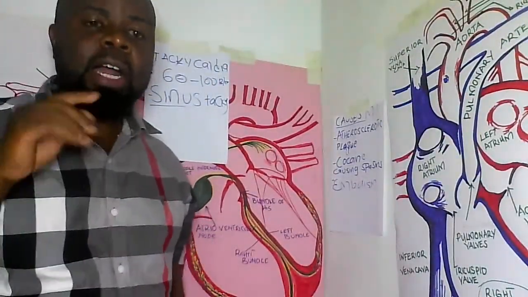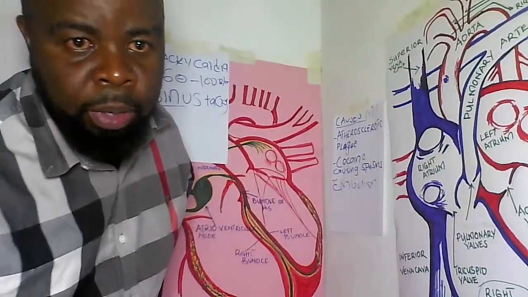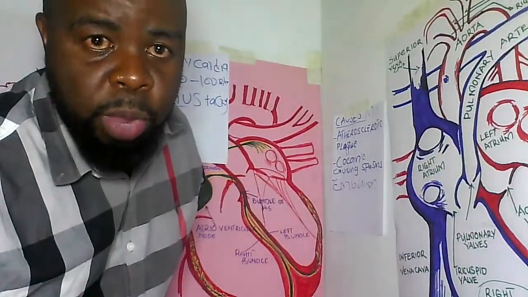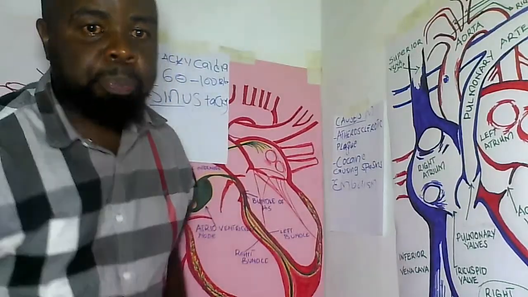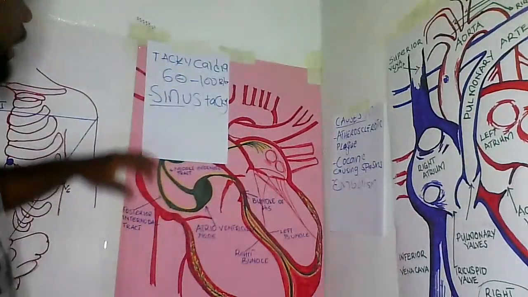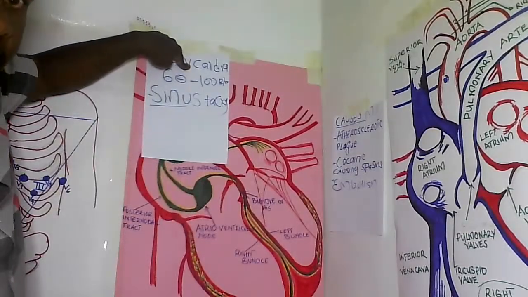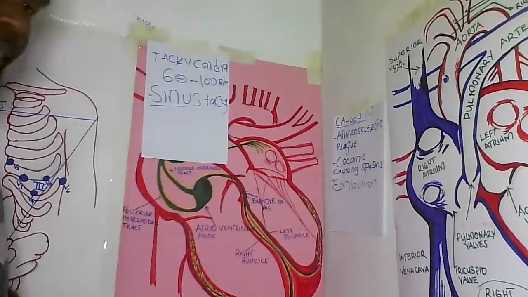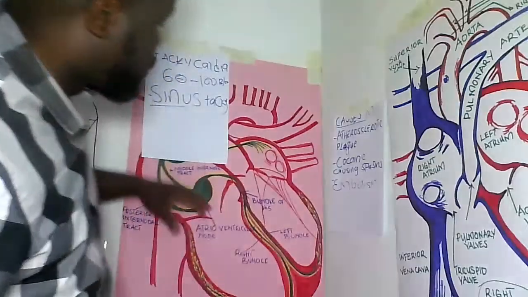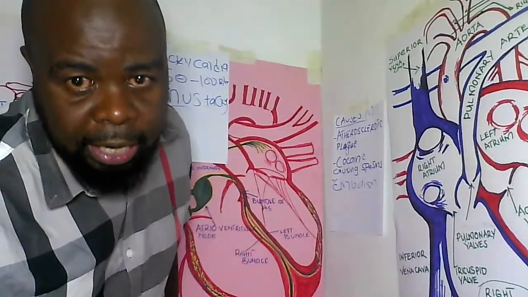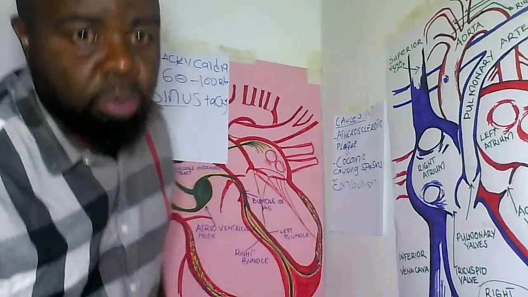And then we have another one, where we are talking about arrhythmias. Beating too fast is called tachycardia. You get it? So we have supraventricular tachycardia and ventricular tachycardia. That one you should note.